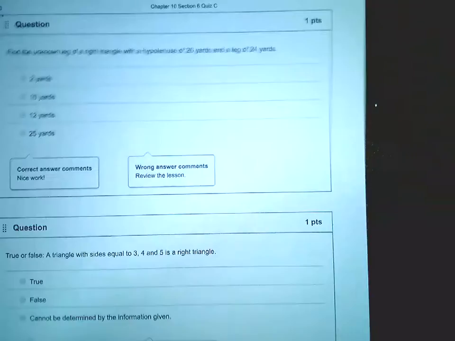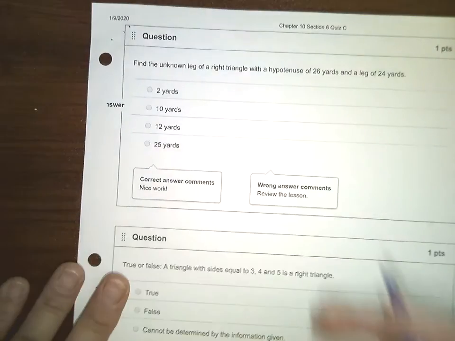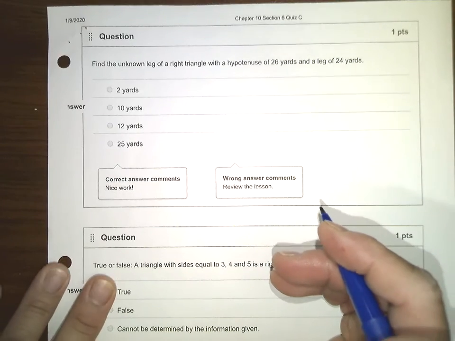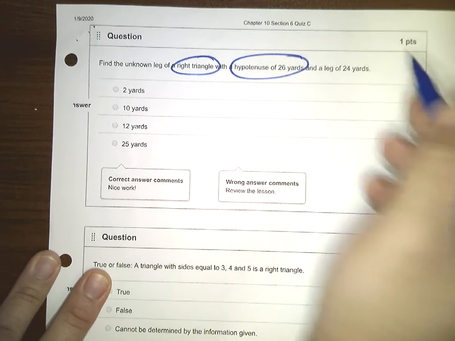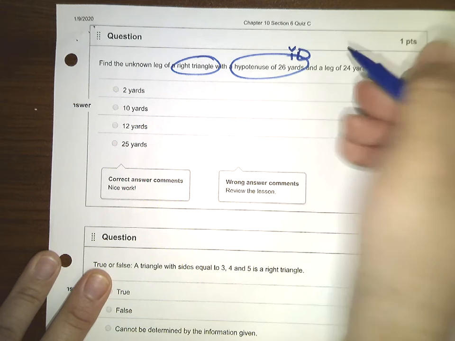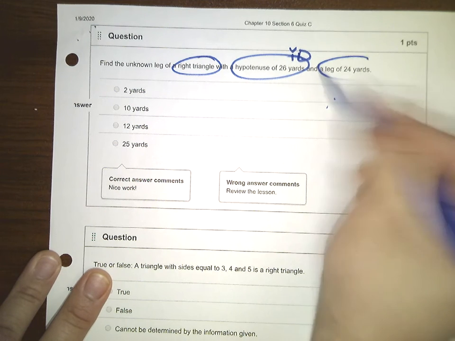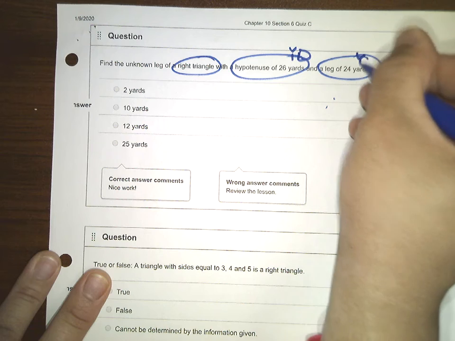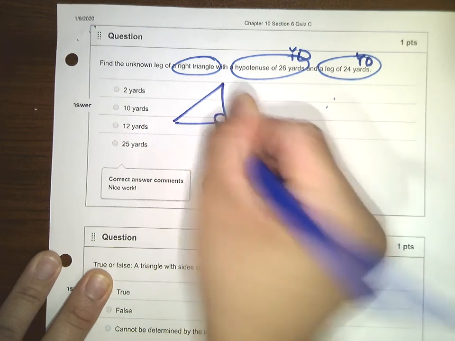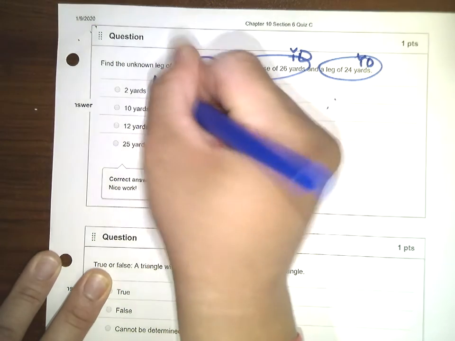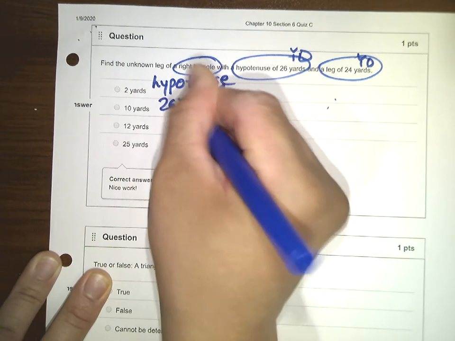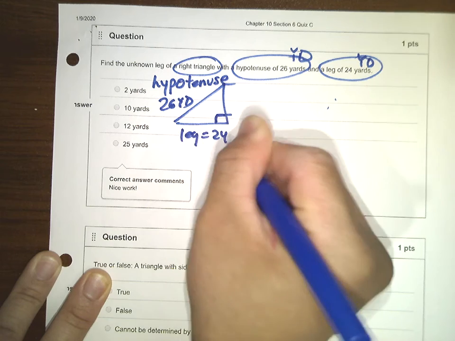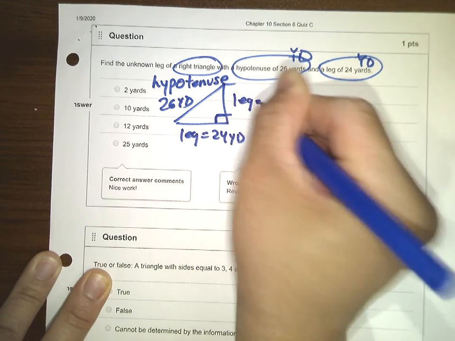What a time to be alive. All right, we just have a couple more here left. So find the unknown leg of a right triangle again with a hypotenuse of 26 yards. So I'm going to abbreviate yards YD, and a leg of 24 yards. So yards YD. So here is my right triangle. Here is my hypotenuse. So hypotenuse is 26 yards. One of the legs is 24 yards, and the other leg length is missing.